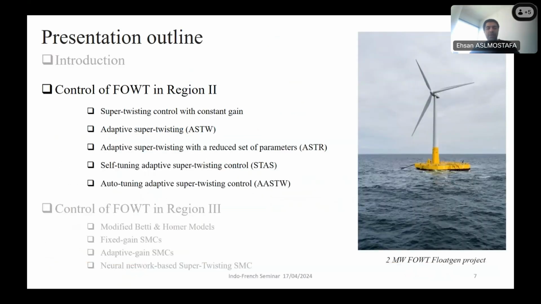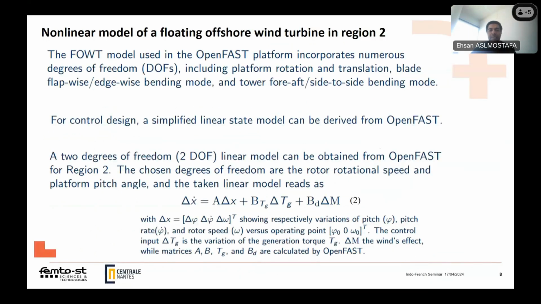For the rest, I'm going to talk about the modeling and the control design of the wind turbine for region 2. As I discussed, the wind turbine has numerous degrees of freedom, actually 24 degrees of freedom. Designing a controller based on that many degrees of freedom is not possible. These degrees of freedom include the platform rotation and translation, blade flap-wise bending modes, tower fore-aft and side-to-side bending modes, and other degrees of freedom.